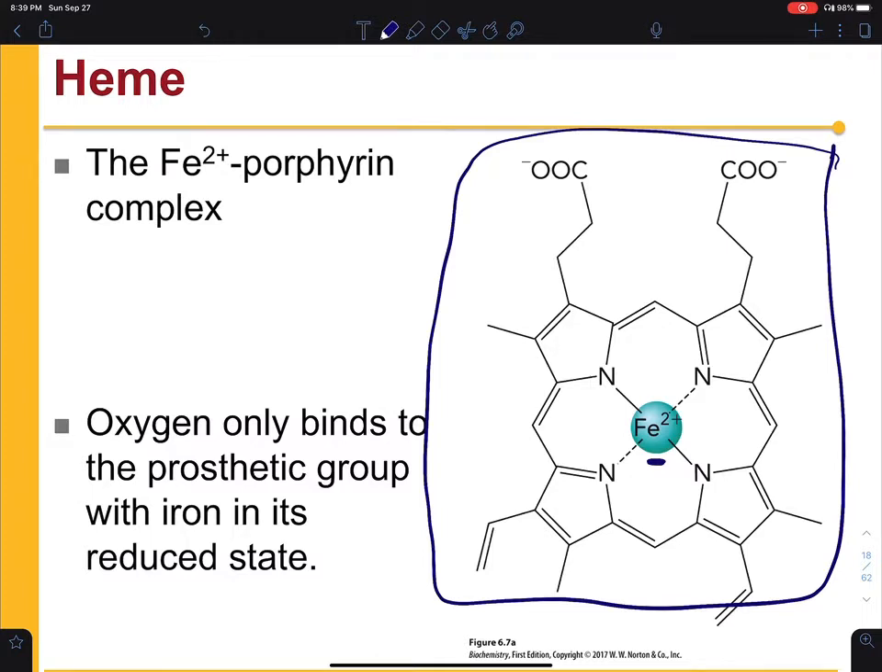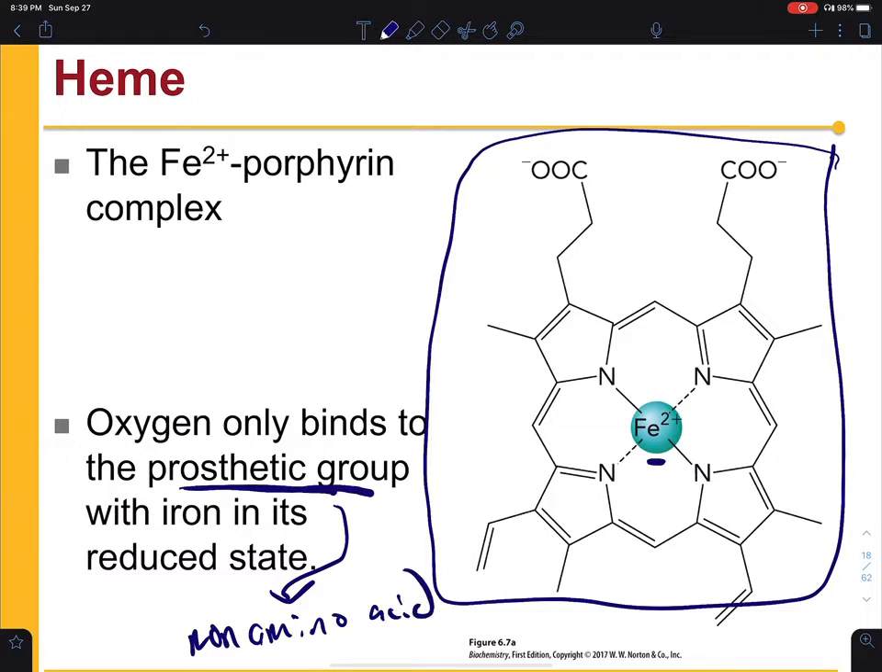Now, this heme group is irreversibly bound to the protein. Remember, a ligand is something that binds reversibly to a protein. The heme group, or a prosthetic group, as it's called, binds to the protein irreversibly. So we can define a prosthetic group as something, a non-amino acid, that binds irreversibly to the protein.